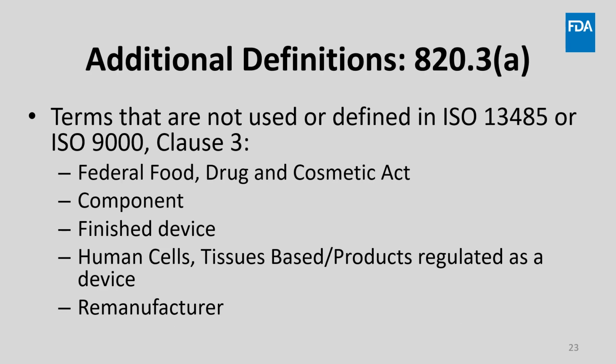Finally, we have terms that are not in the standards and are included in the QMSR. These terms are specific to FDA and include the Federal Food, Drug, and Cosmetic Act, component, finished device, human cells, tissue-based products regulated as a device, and remanufacturer.